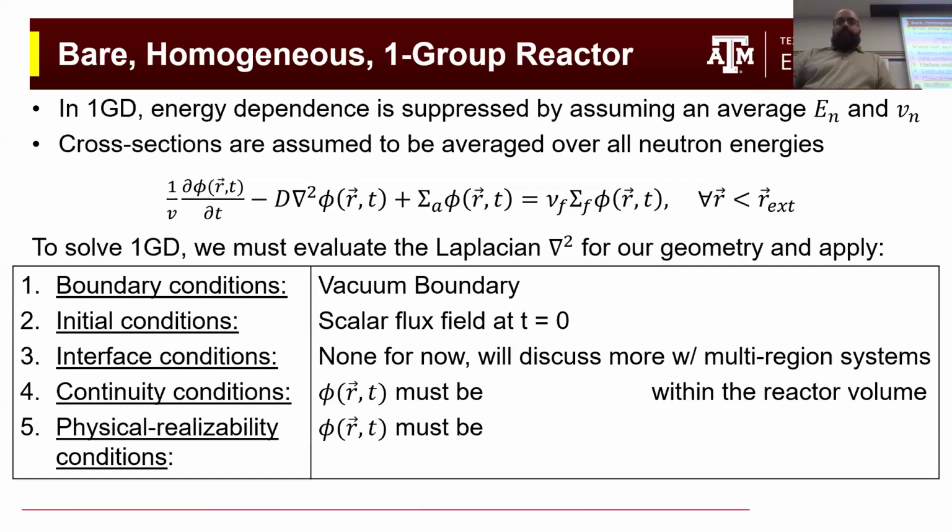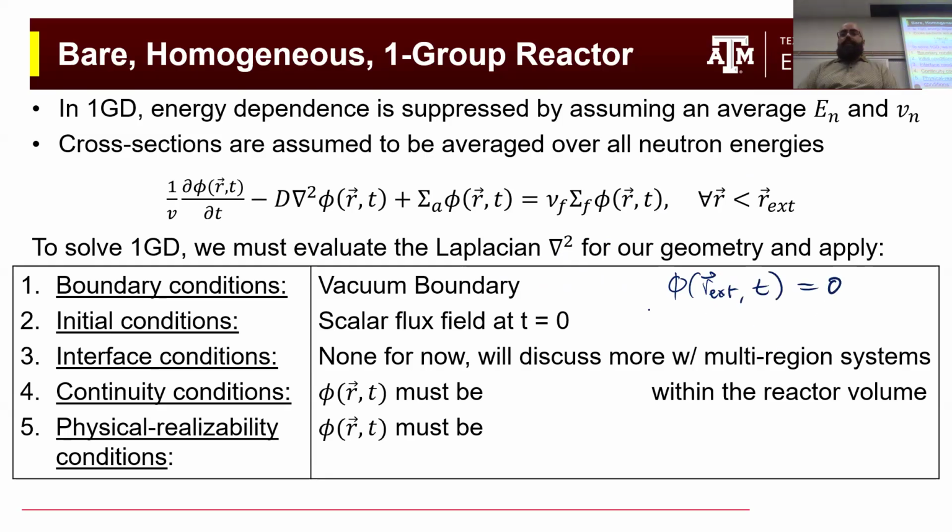So this is summarizing everything that we need for bare homogeneous reactors in one group diffusion. I wanted us to make sure that we had everything we needed in one place. If we want to solve this one group diffusion equation, this is all of the information that we need to have. We need to know our vacuum boundary, which again just says that the flux at the external surface and at all times t is equal to 0.